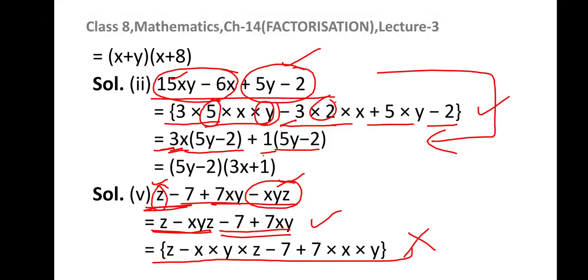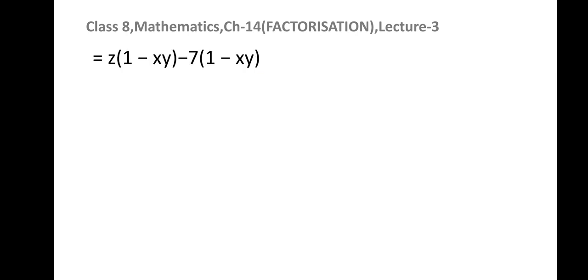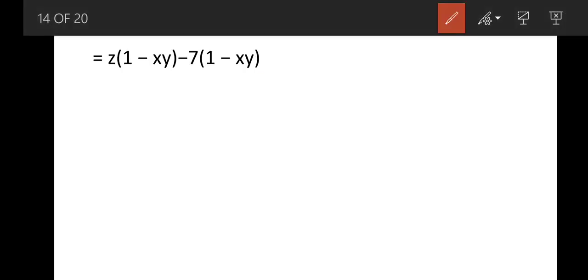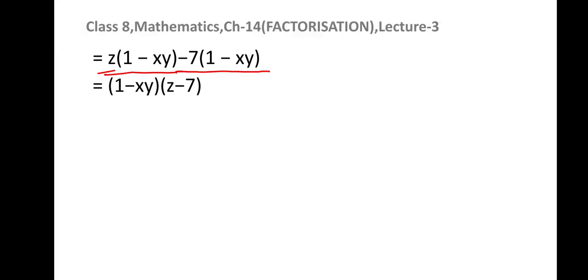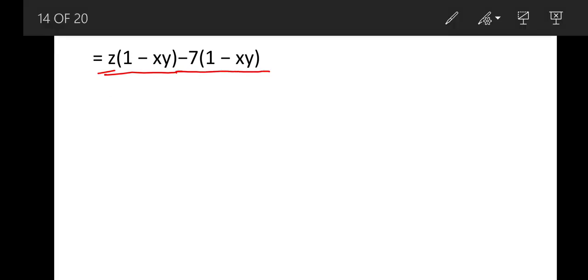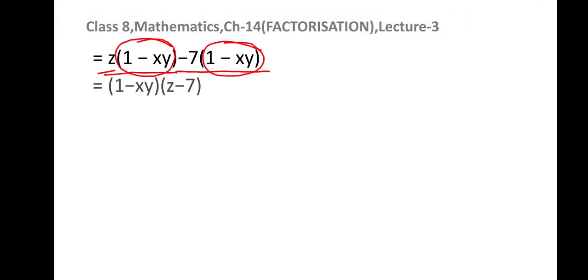I am repeating these things because you need to write the direct answers in the exam. So from the first group, z can be taken out. In the bracket I can write 1 minus xy, minus 7, 1 minus xy. So what will be the factors? 1 minus xy, bracket z minus 7.